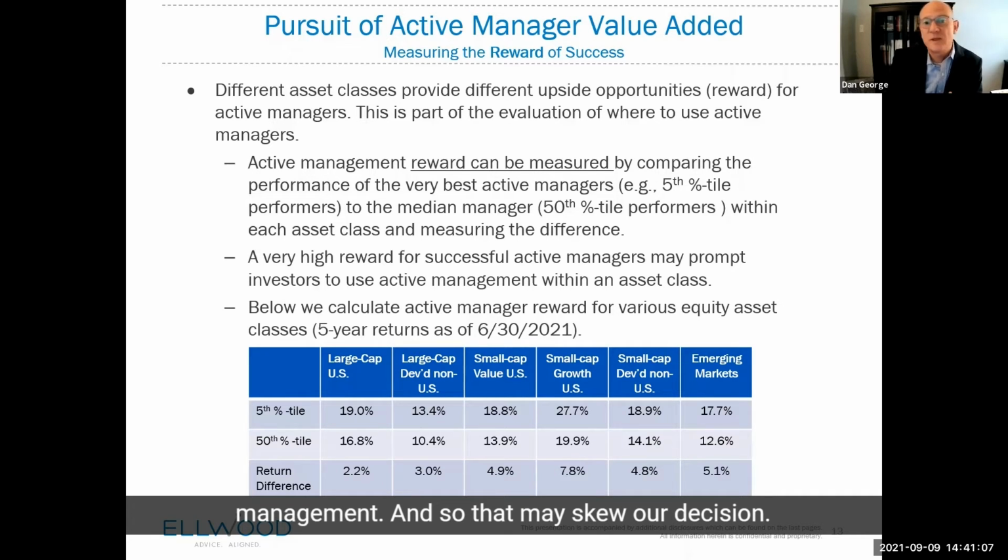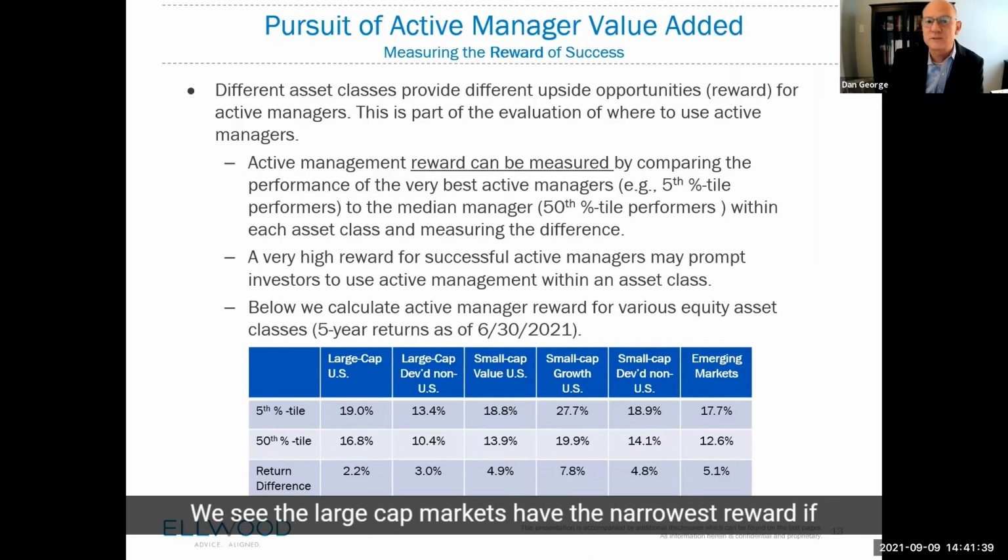And so that may skew our decision if we see an asset class that has a lower probability of picking a good active manager, but a bigger reward. That may prompt us to actually go active despite the probability. So let's look at the chart at the bottom of this page, which includes 5-year universe rankings, returns for the 5 years ending June 30th for the 5th percentile ranking and the 50th percentile ranking. And importantly, the bottom line, the difference.